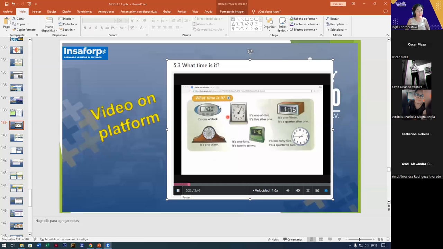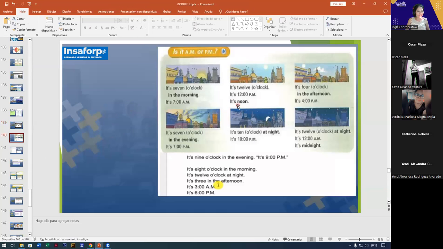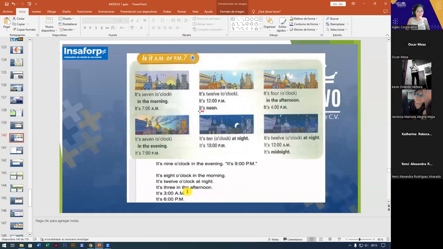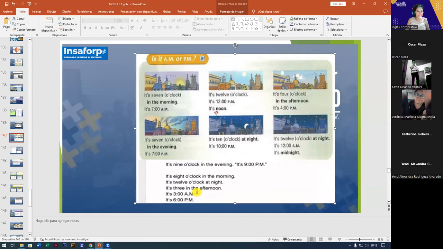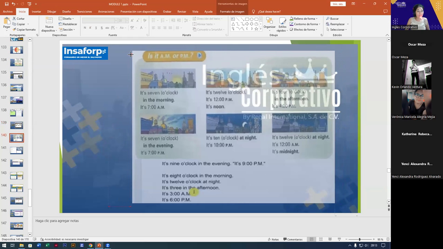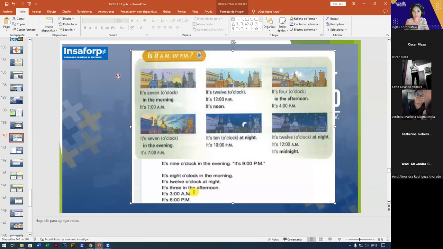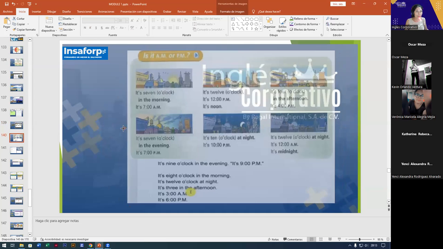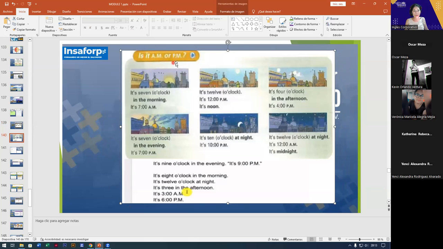All right, now we watch the video and we can continue practicing. On the video, remember that you saw these pictures. And you can express the time depending on the part of the day, right? For example, if it's in the morning, if it's in the afternoon, if it's at noon, or if it's in the evening or at night. For example, we have here, is it a.m. or p.m.? Remember, a.m., morning. P.m., then is the time of the evening or the night.